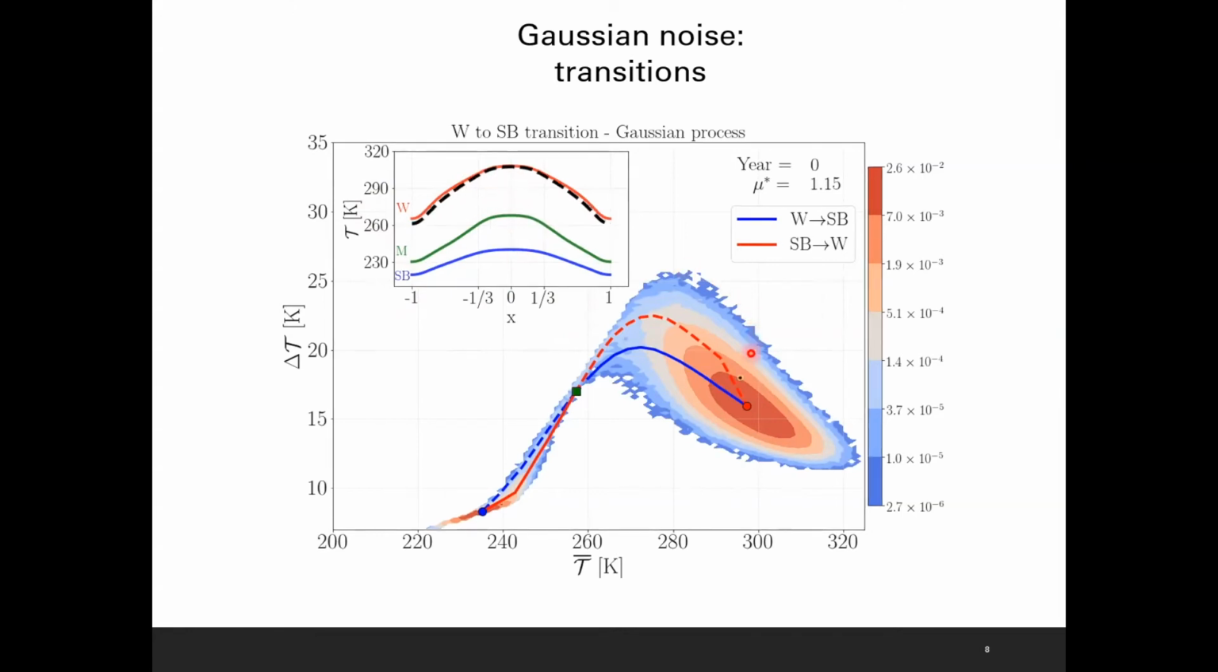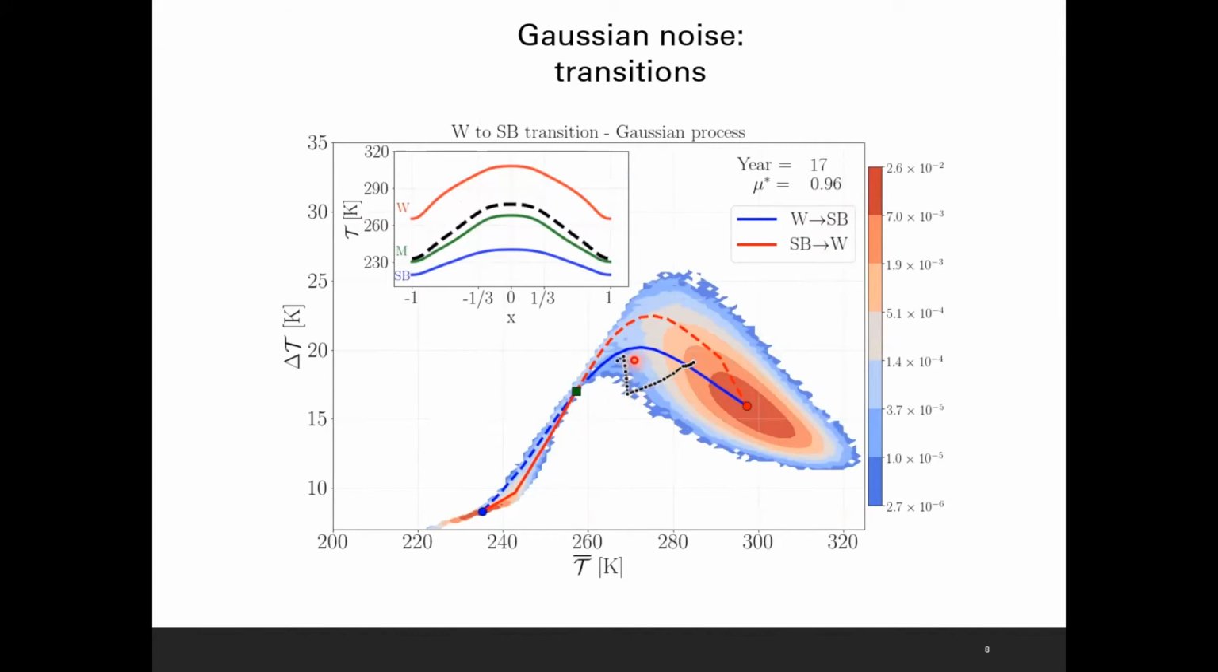So let's start. We are going from warm to snowball, so we are over here. And you see here the fluctuations that we impose every year, by the way. We change the fluctuation once per year.